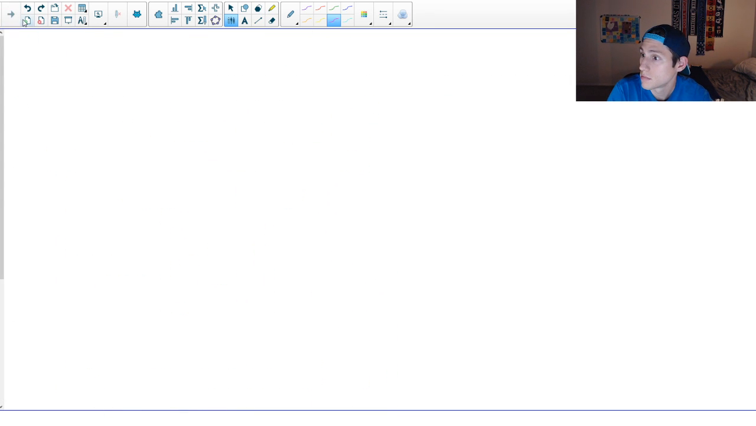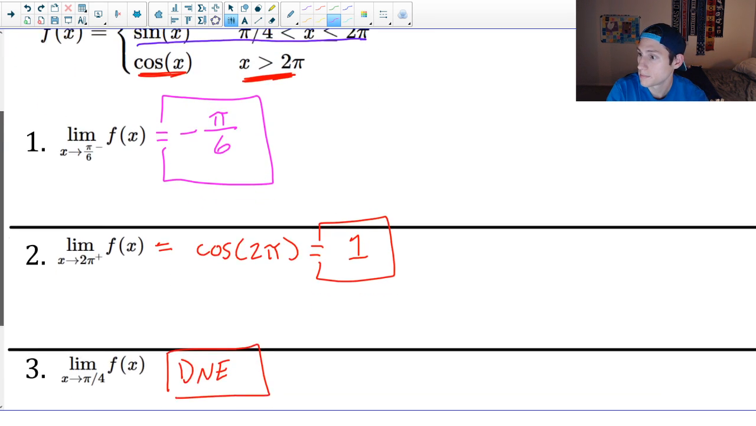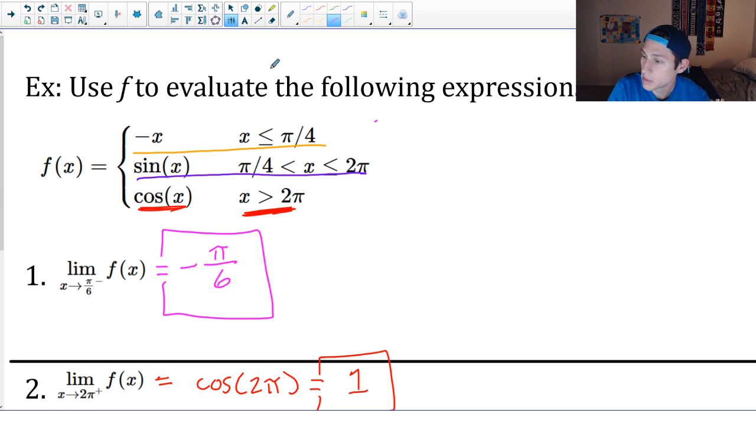So that's just some basic algebraic limits. It gets a little trickier if we have a piecewise function, because depending on if we're coming from the left or from the right, it'll change what equation we're using. And then sometimes those two sides will match up, sometimes they won't. It just depends.